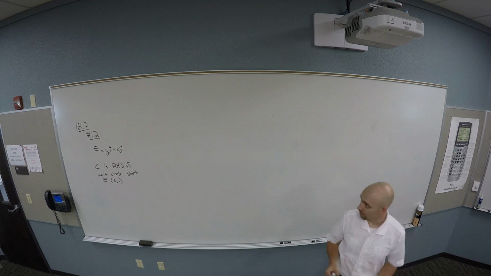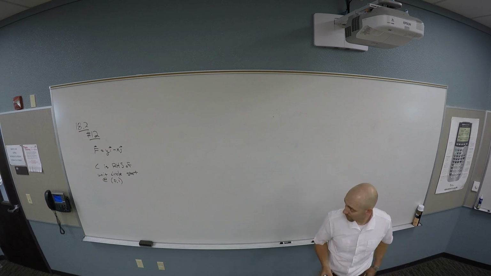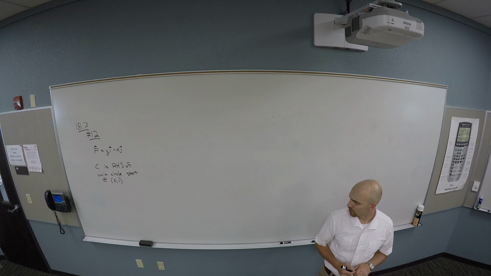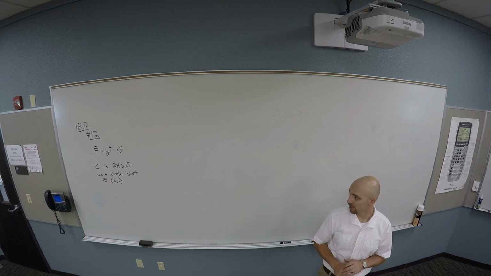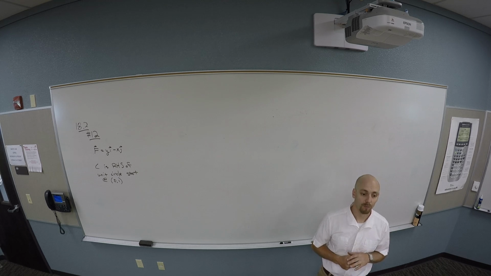Let's see if we can straighten out number 12 from 18.2. They give me a vector field F, which is y i minus x j. They tell me that C is the right-hand side of the unit circle starting at (0, 1). So a quarter of the circle? Well, what am I supposed to do? C is the right-hand side.